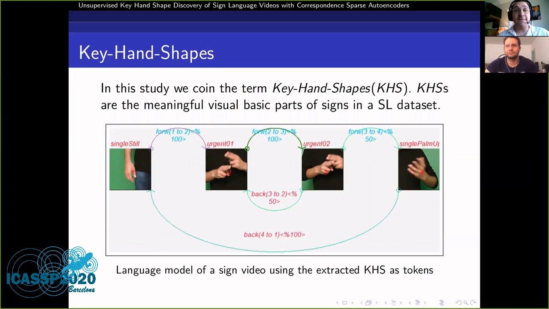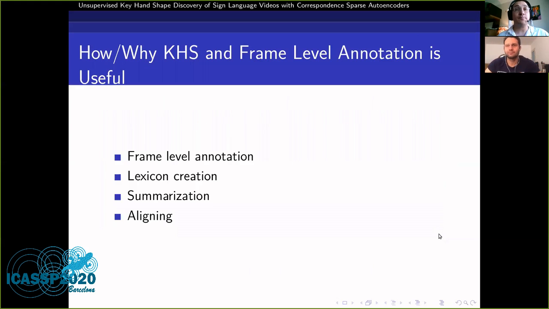In this study, we coined the term key hand shapes. Key hand shapes are the meaningful visual basic parts that are one of the many key components of a sign in a sign language dataset. Hand shapes are used in both algorithmic and linguistic studies. Although knowing the key hand shapes is not enough for understanding and explaining the information to be conveyed, it's an important delimiter for annotating and breaking down a video sequence into meaningful parts.